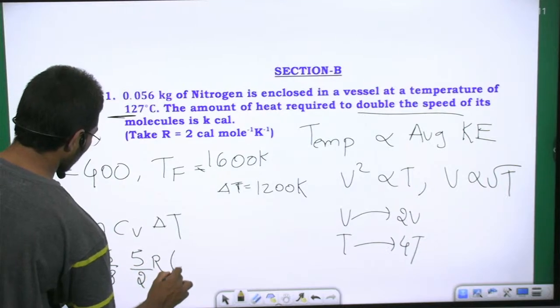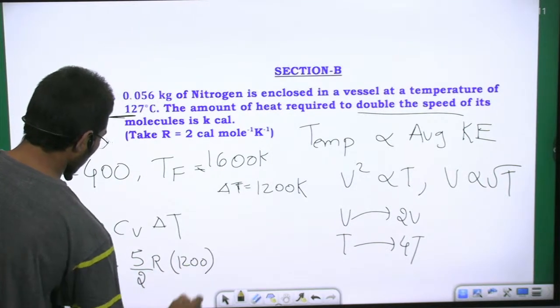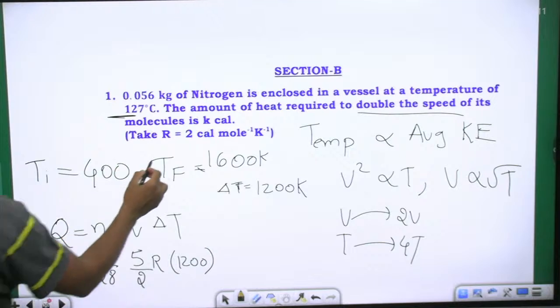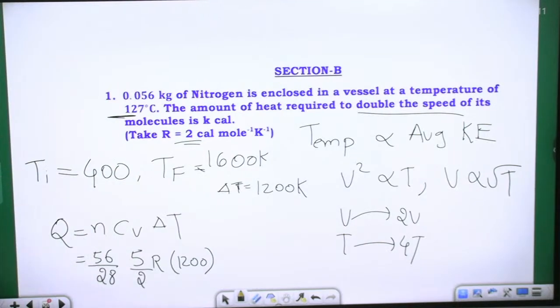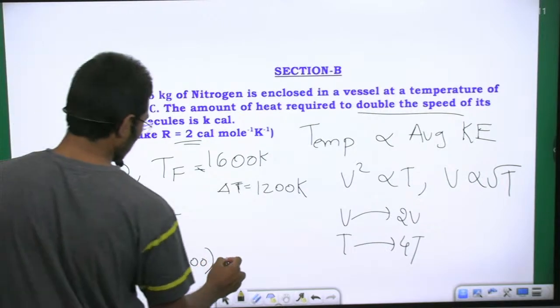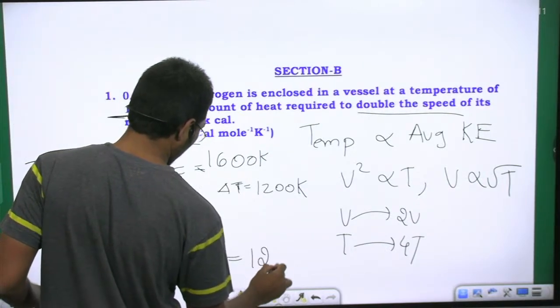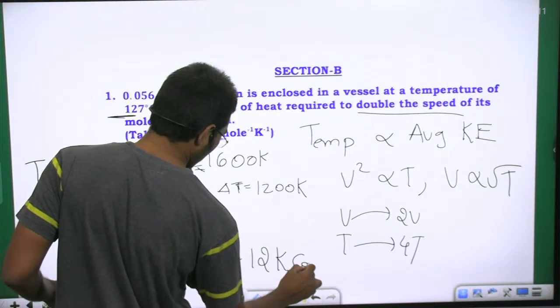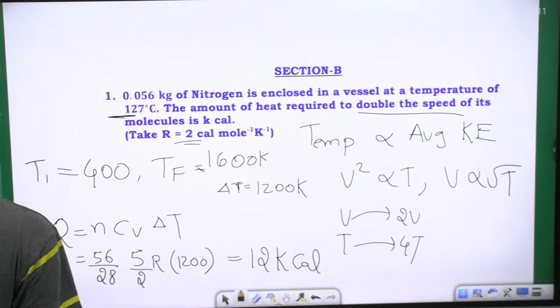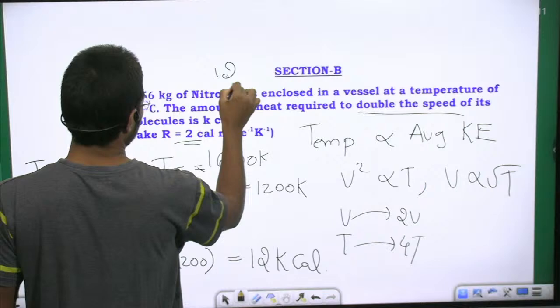Delta T 1200. So R is given as 2. So how much do you get? Q is equal to 12,000 calories, 12 kilocalorie. Kilocalorie, it will be 12. Okay?